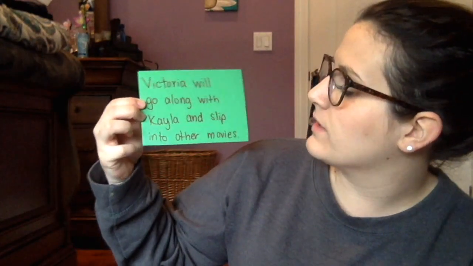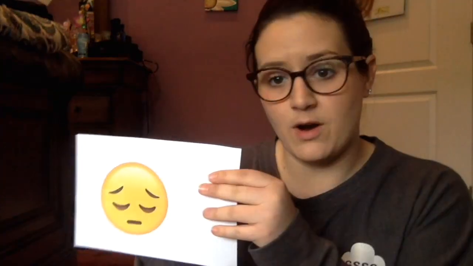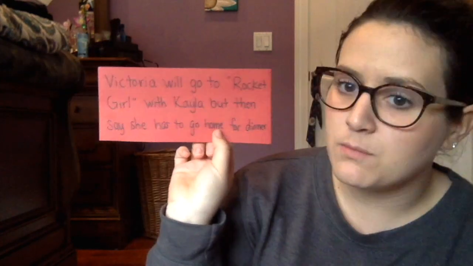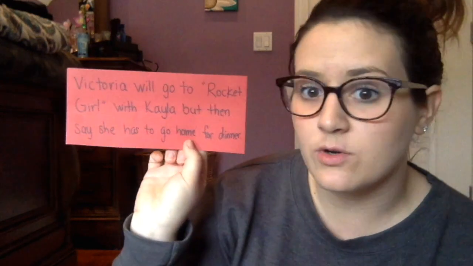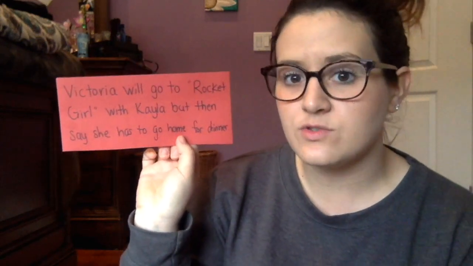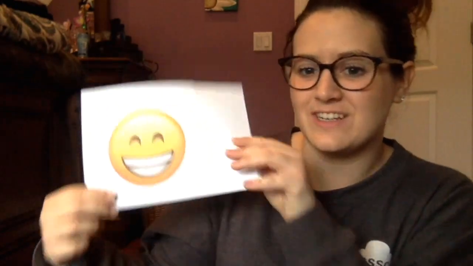So the one for Victoria going along with Kayla and slipping into other movie theaters, this would be the wrong decision. That would not pass the legal test. You know, they can get in really big trouble with the law, and you don't know what can happen afterwards. So the right decision would be paying for the movie Rocket Girl, going into the movie with Kayla, and then saying you have to go home for dinner. So you can use an excuse, that you're too busy to go to the other movies, as long as you're being safe. So, yay, right decision.